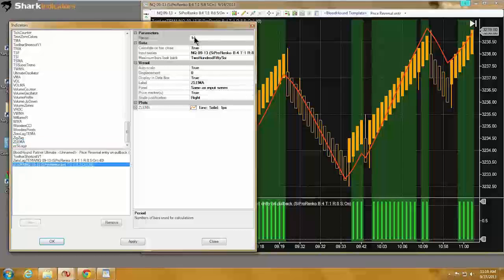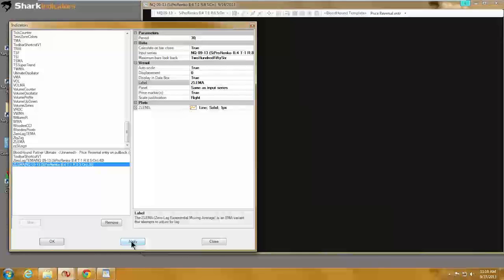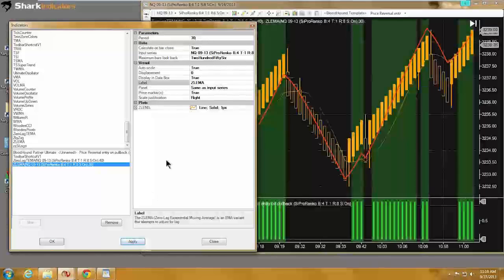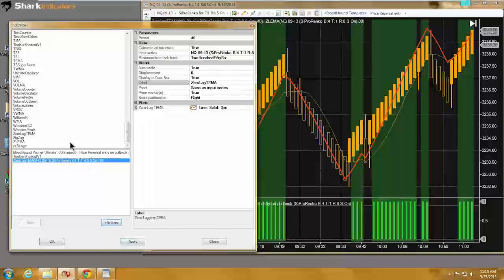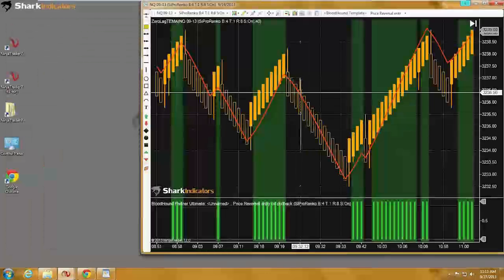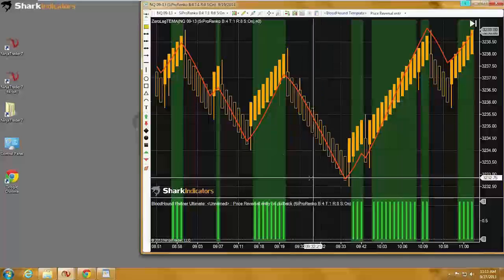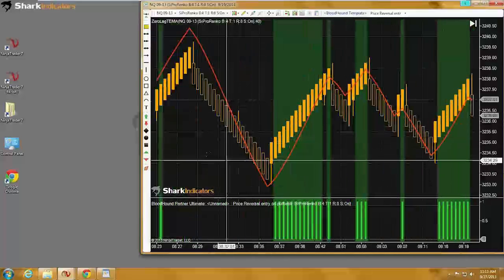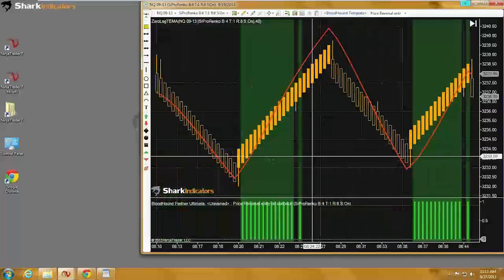I'm going to try another indicator here, see how this works. No, that's not working out too good either. Well, just go with what I've got. Alright, so this isn't going to work out, and I'm just not finding a lot of signals.